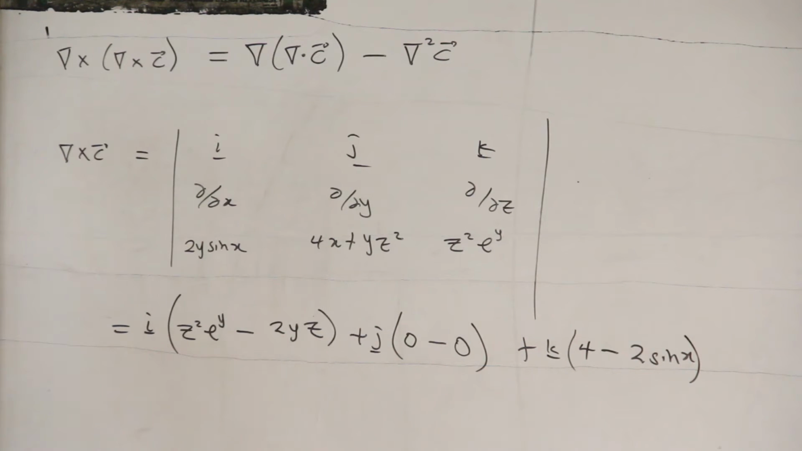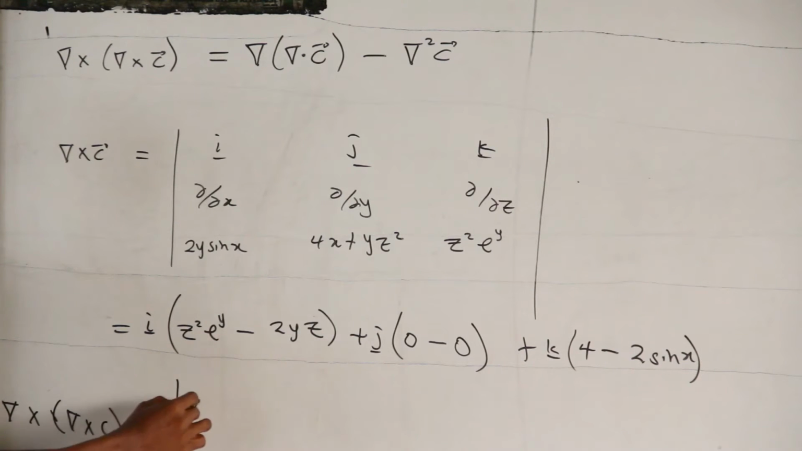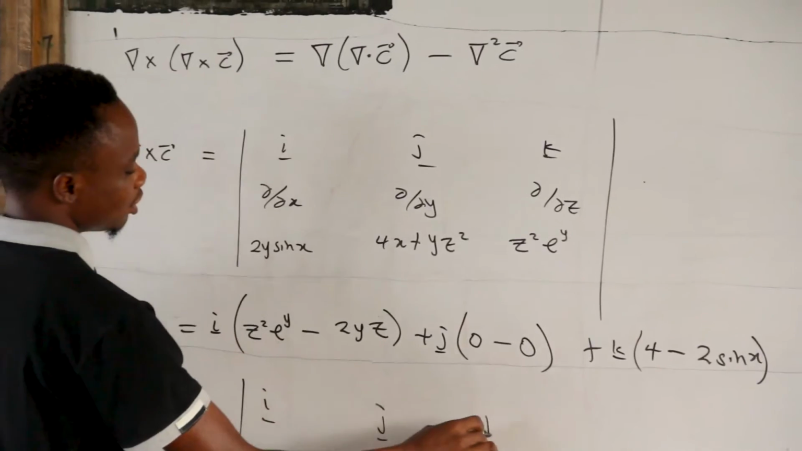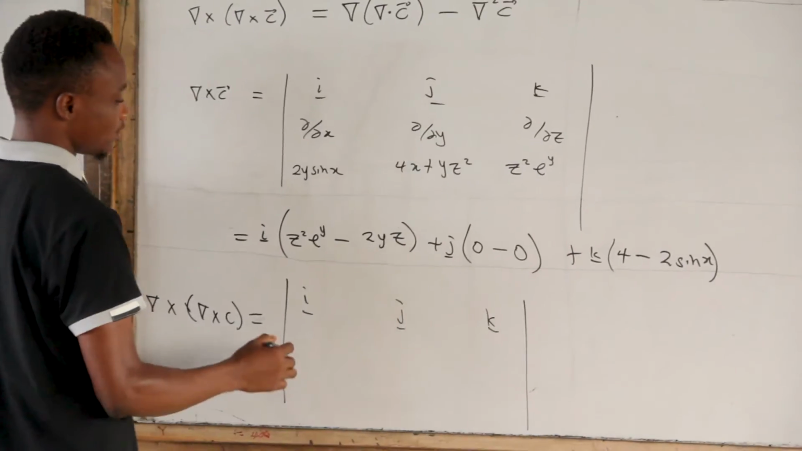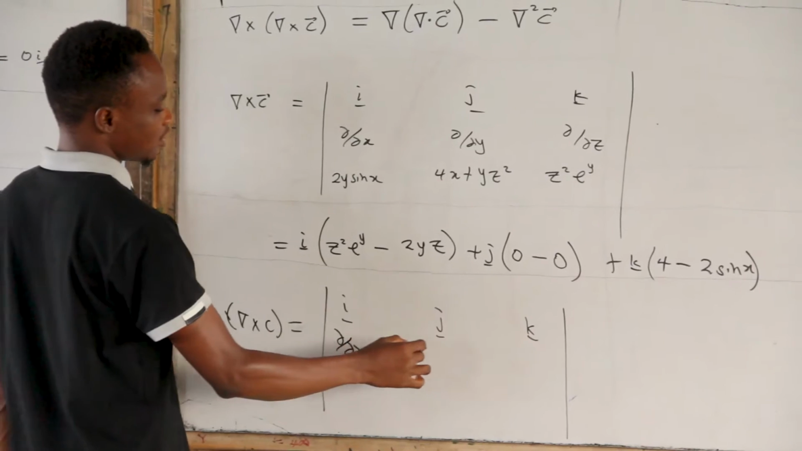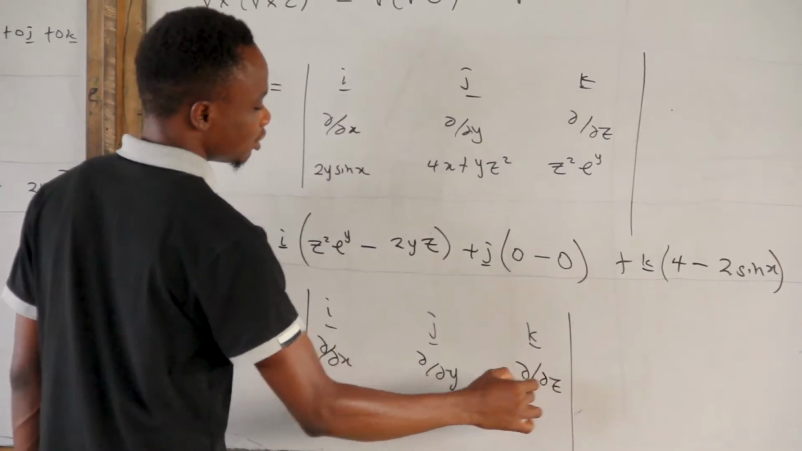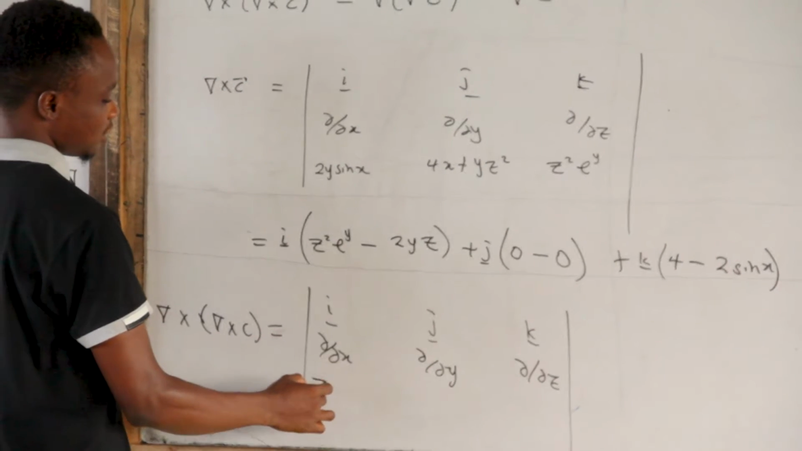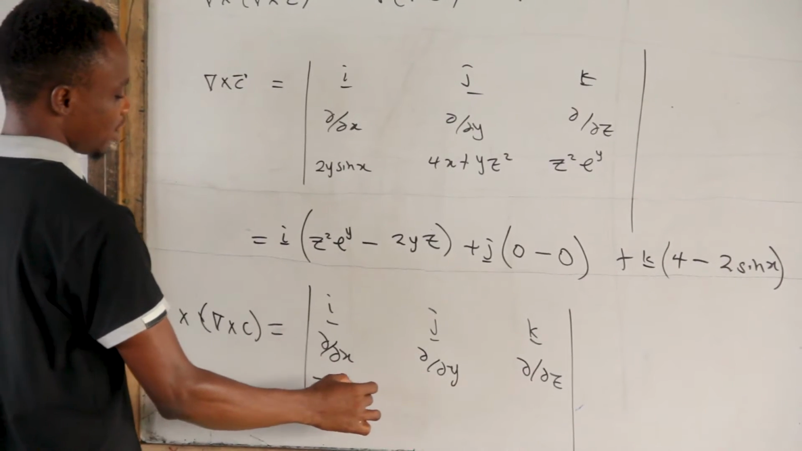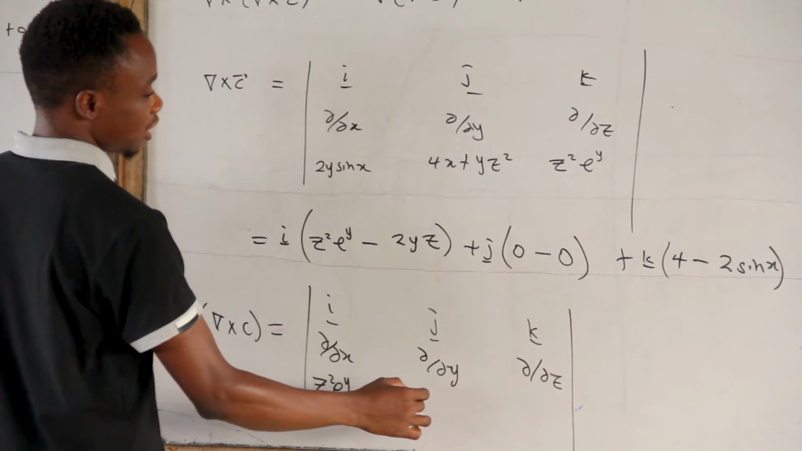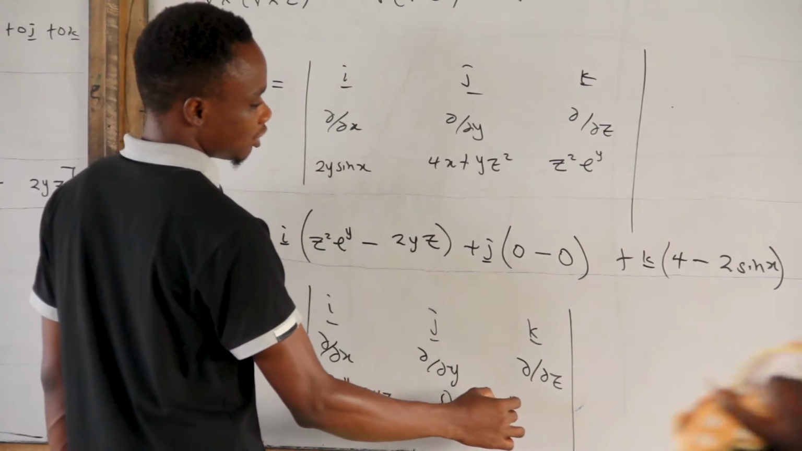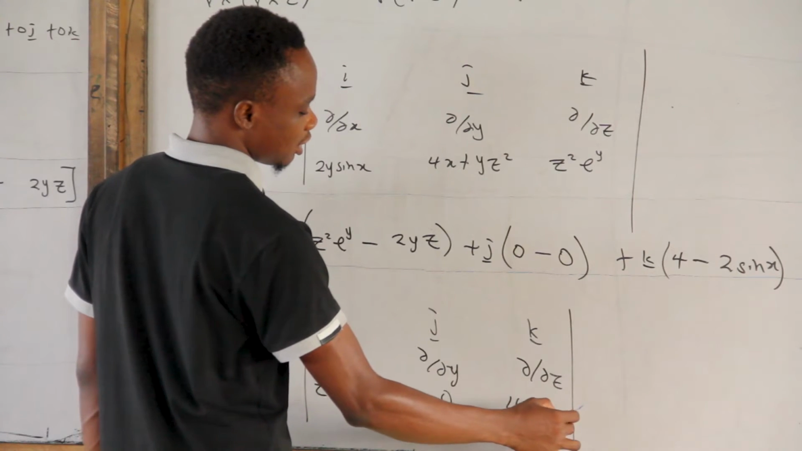Now you can take the curl of this. So I'm going to have curl C equal to i, j, k, then d/dx, d/dy, d/dz. This is going to be z squared e to the power y minus 2y, and this is going to be 4 minus 0 sin x.